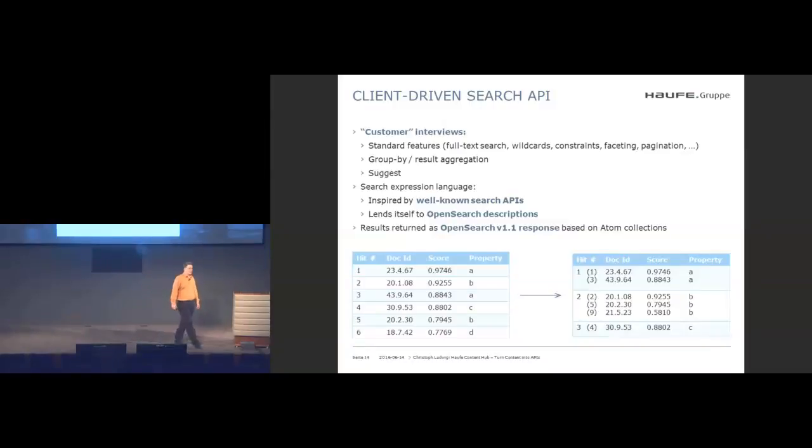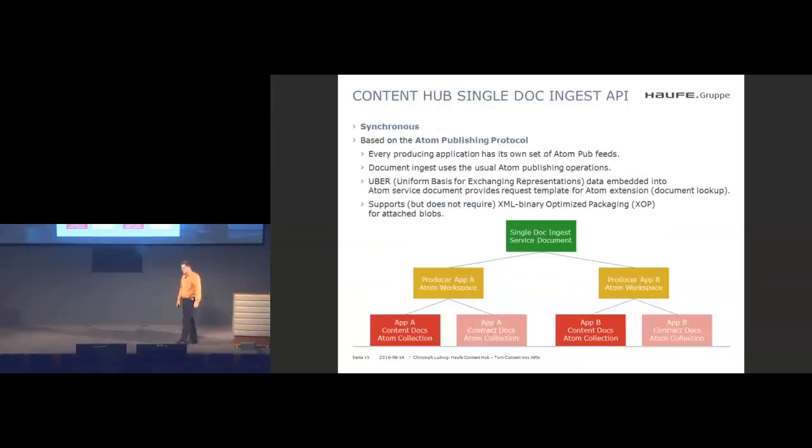But even if you don't know about our extensions, I'd say 80% of the search result you can use right off. And only if you have special needs, you would actually have to look up what we did with our extensions there. Since the OpenSearch responses are Atom collections, we are doing a lot of XML, so we opted for the Atom OpenSearch collections. And in the single document ingest case, it's also Atom.